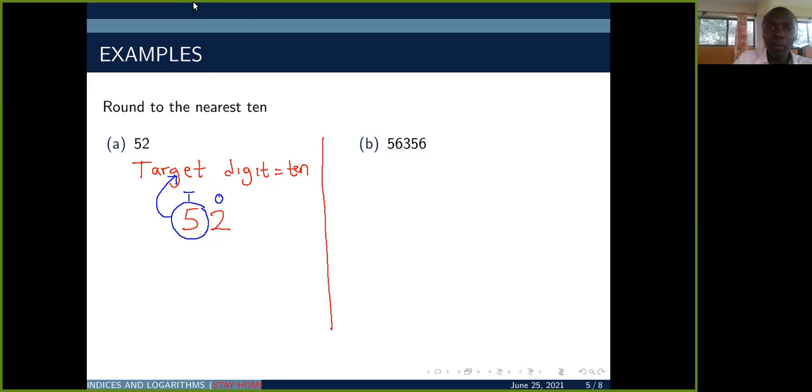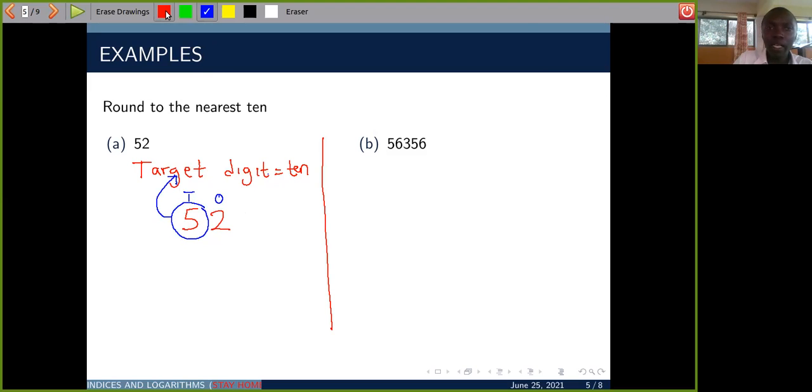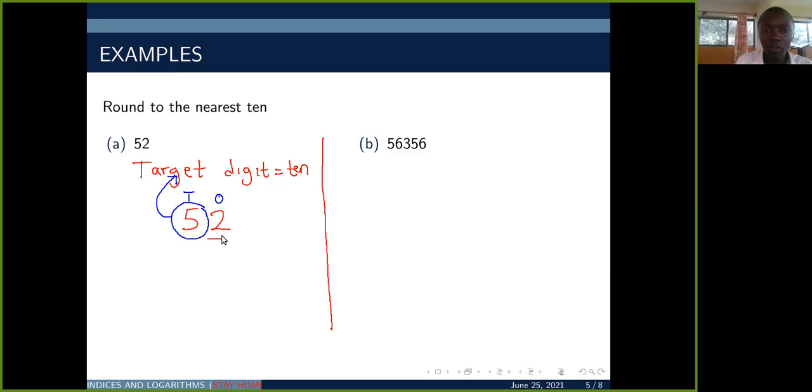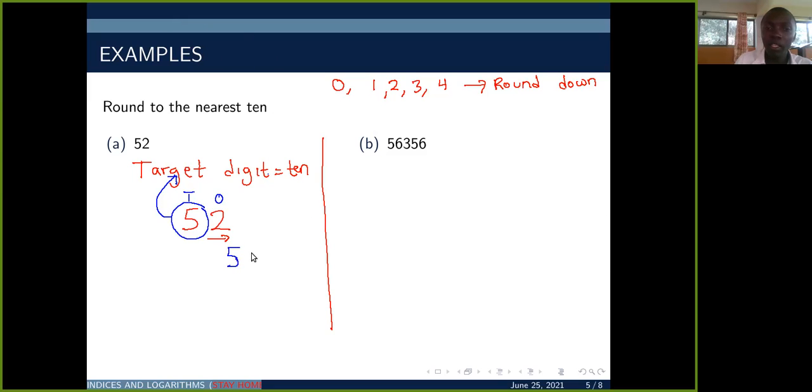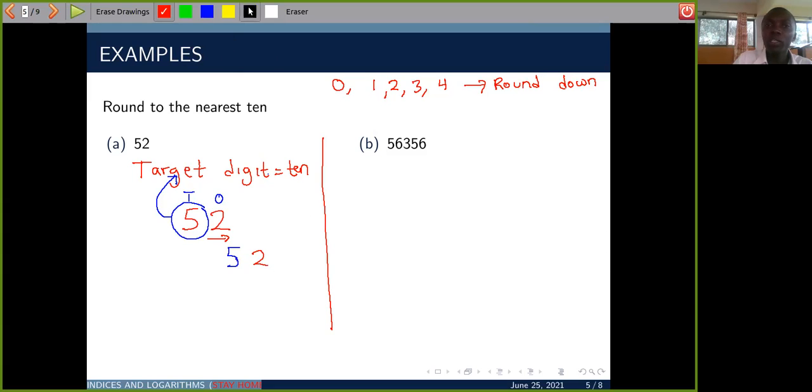Then the next question you ask yourself, what is the number to the right of it? The number to the right of it is 2. What did we say? We said numbers from 0, 1, 2, 3, and 4, we round it downward. So we are going to round that number downward. So I have 5, and that is my target number, then 2. So that means we are going to round downward.